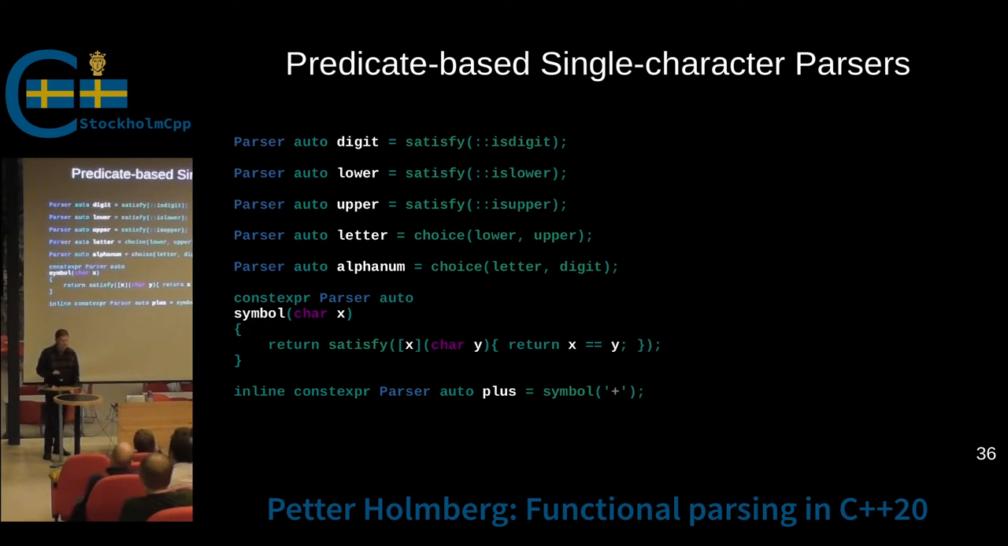It's also useful to have a parser combinator called symbol. So the idea is you just give it a character and it returns a parser that checks if it matches that exact character. So you could also write that. And then you can easily, if you want to parse plus, just call symbol plus.